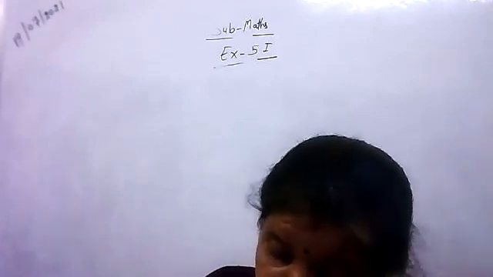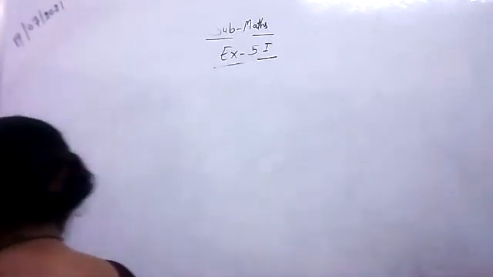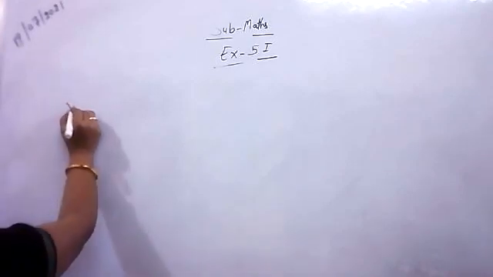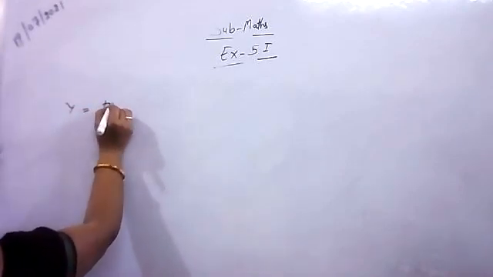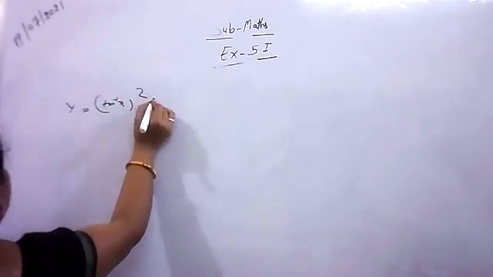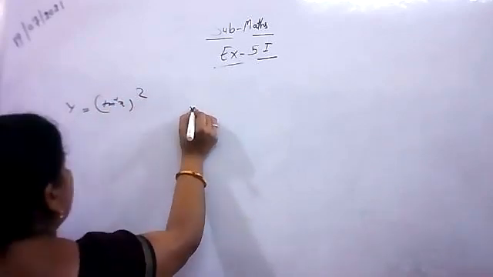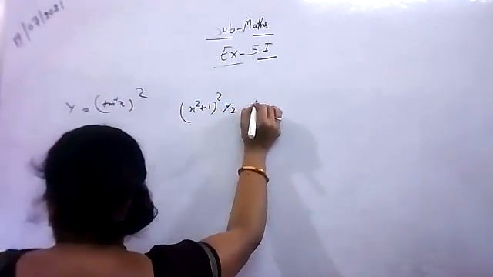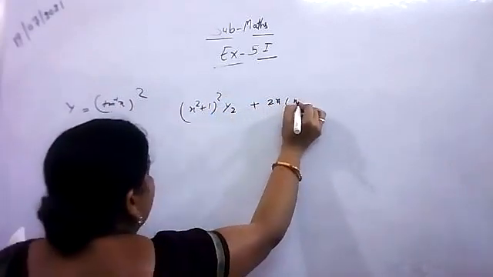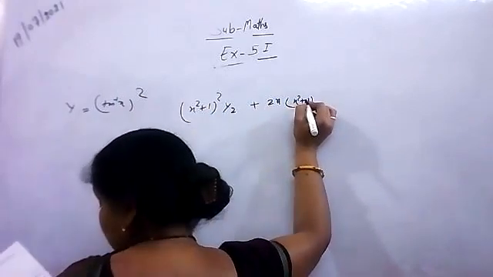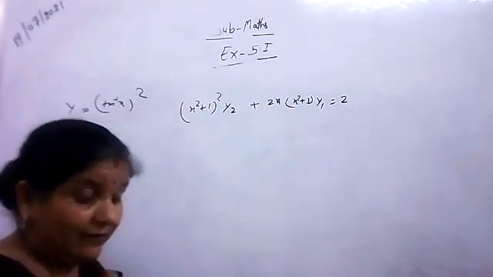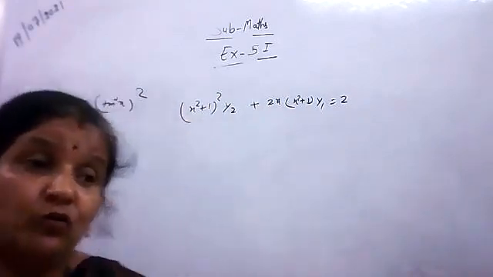So this is a question, let's see. What is the question? y equals sin inverse x whole square, and prove that (x square plus 1) whole square y2 plus 2x (x square plus 1) y1 equals 2. So let's see, here we write y1 and y2.